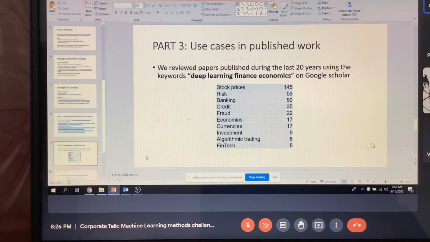In the last 20 years there have been a lot of papers published in finance and economics, but not too many. I see from Google Scholar about 145 papers on stock prices, 53 papers on risk, 50 on banking, 35 on credit, and so on. These are from Google Scholar, when I put the keywords deep learning, finance, economics. These are the papers which have been published, but they are not too many, as you can see.